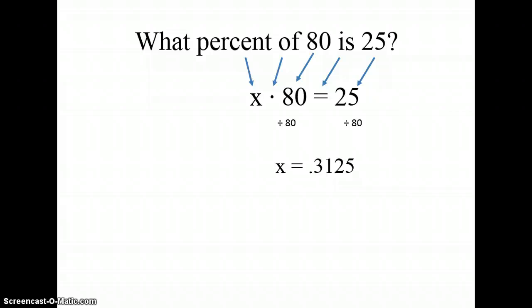How do I turn a decimal to a percent? Well, remember, when we turn a decimal to a percent, we can think of the Dr. Pepper method. Decimal to percent, I move the decimal to the right 2 places, and I would get 31 and 25/100%.